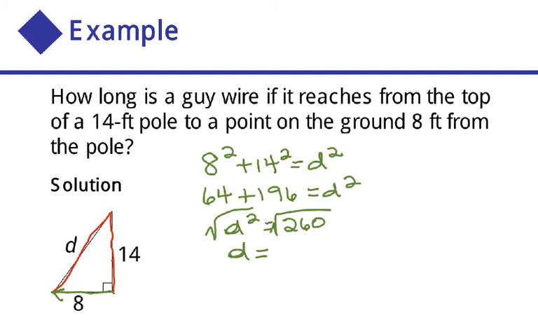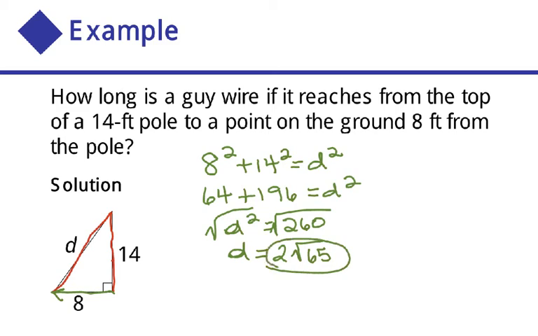The biggest perfect square that you can find in there is 4, so that comes out as a 2 times the square root of 65. And that is the exact answer.